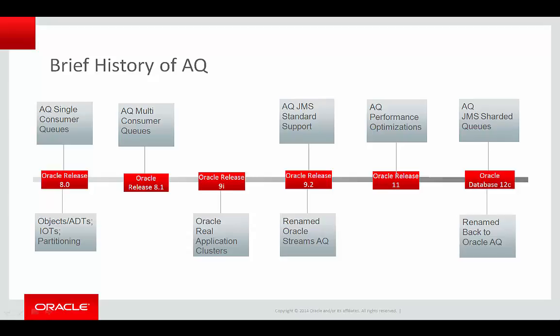Around this time is when the GoldenGate acquisition happened, and GoldenGate became the strategic direction for replication. And AQ concentrated more on the performance optimizations of messaging and included things like better integrated JMS client support. As a result of the GoldenGate acquisition, AQ was renamed back to Oracle AQ because it continues to be enhanced, and that's in evidence with the AQ JMS Sharded queues, which have major enhancements, especially for things like RAC and JMS, both of which AQ predates. So AQ continues to live on and has a bright future.